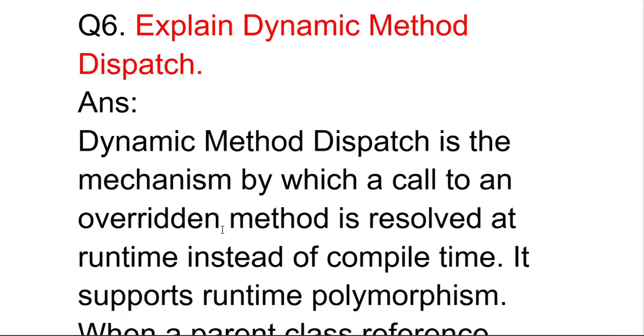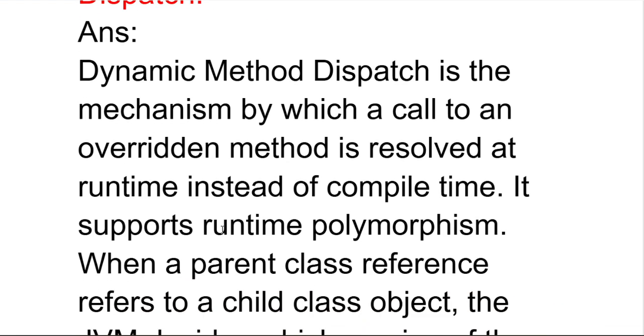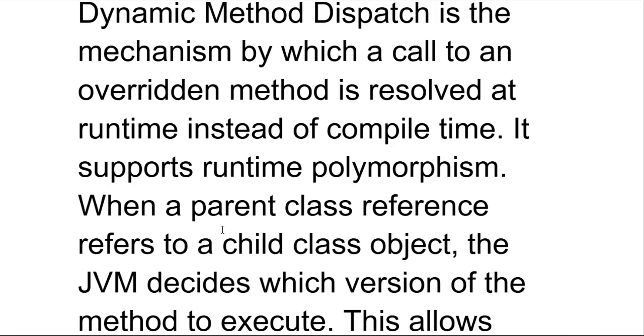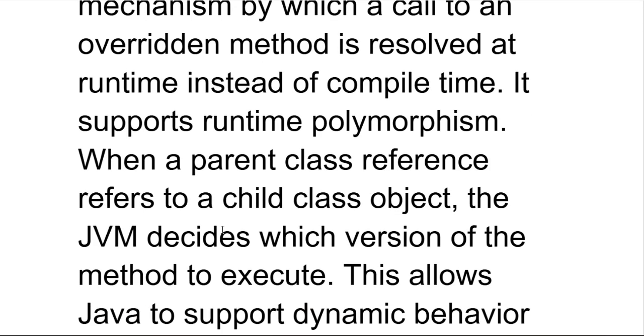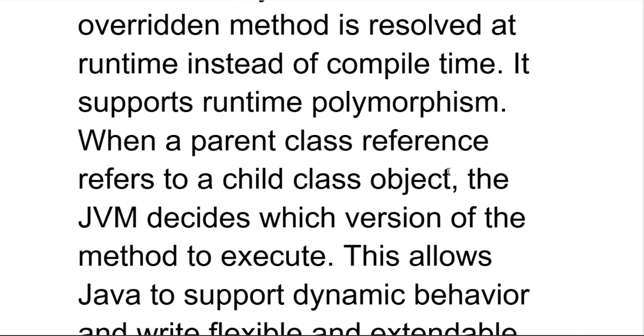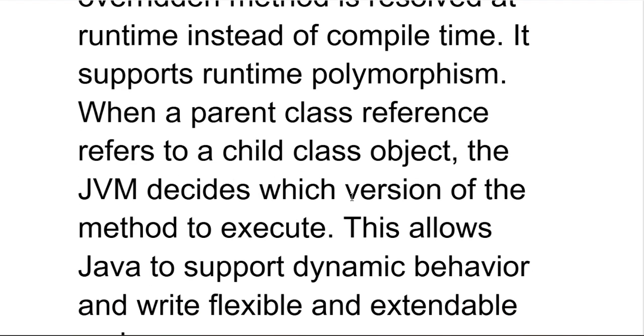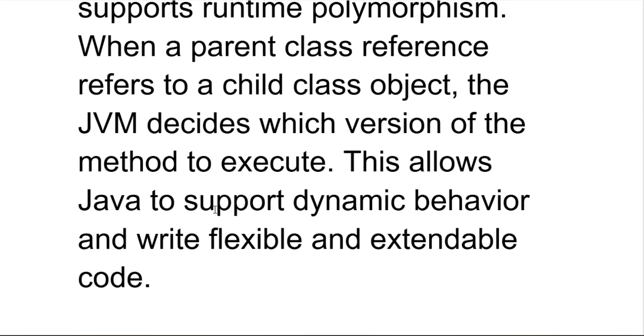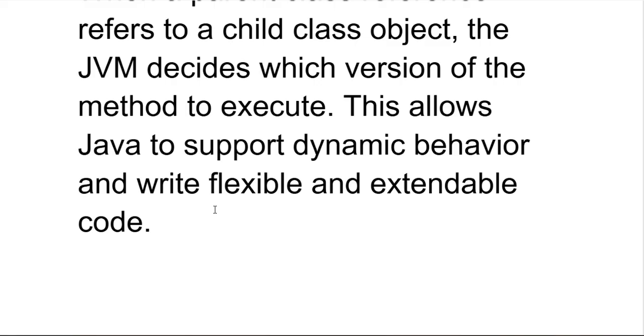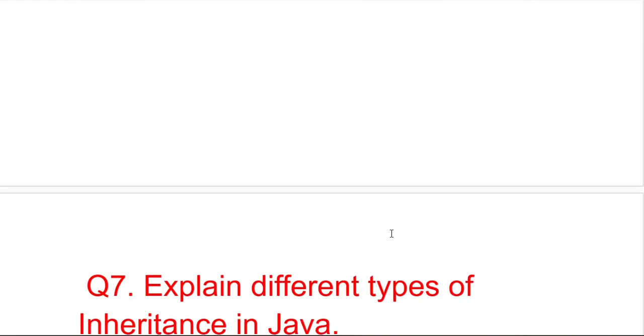Coming to the next question, explain dynamic method dispatch. Dynamic method dispatch is the mechanism by which a call to an overridden method is resolved at runtime instead of compile time. It supports runtime polymorphism. When a parent class reference refers to a child class object, the JVM, the Java Virtual Machine, decides which version of the method to execute. This allows Java to support dynamic behavior and write flexible, extendable code.